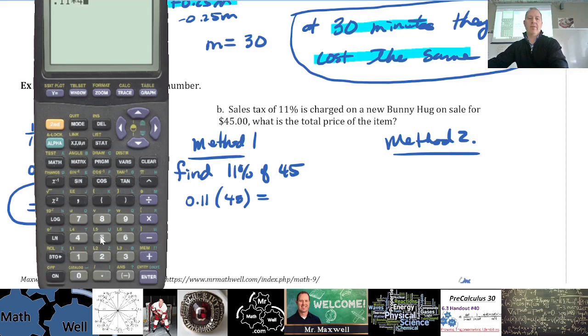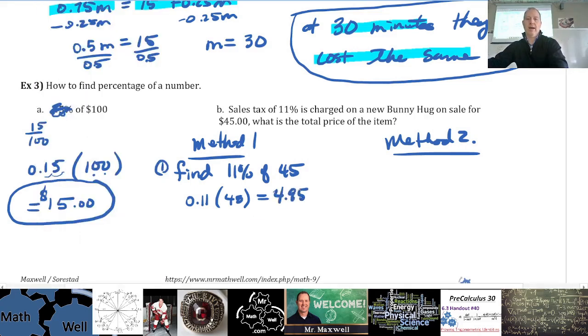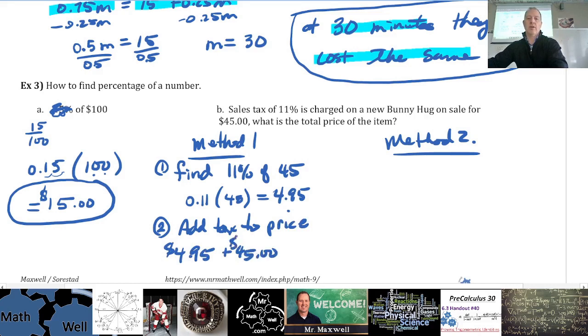0.11 times 45 is 4.95, okay? So step 2 would then be to add the tax to the price. No problem. So 4.95, that's dollars, plus $45. And that's going to be $49.95. Okay? Good with that one?